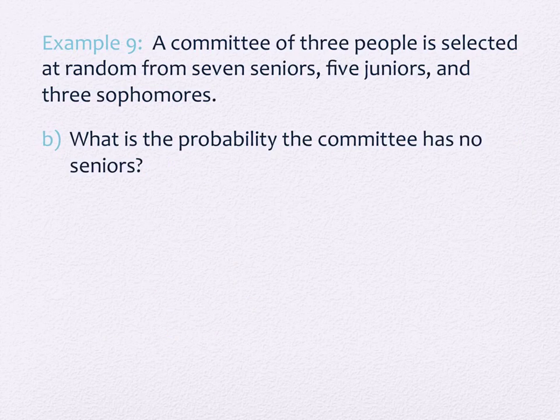Let's do part B. What is the probability the committee has no seniors? Now, that is not the same thing as having not all seniors, right? Are you guys with me? Having no seniors and having not all seniors do not mean the same thing. So if this said not all seniors, what could I do? Subtract it. Yeah, I could just subtract it from 1. But this actually says no seniors, which means that I'm only able to have sophomores and juniors, right?